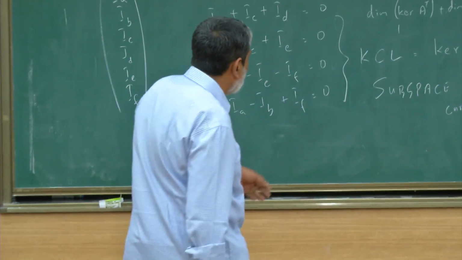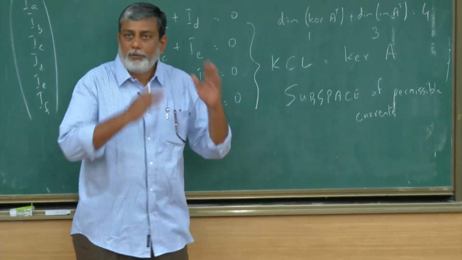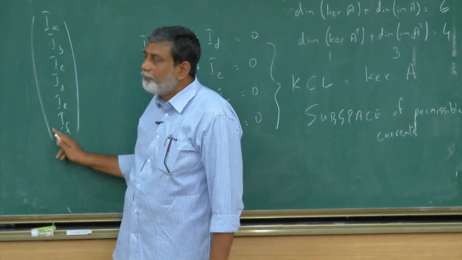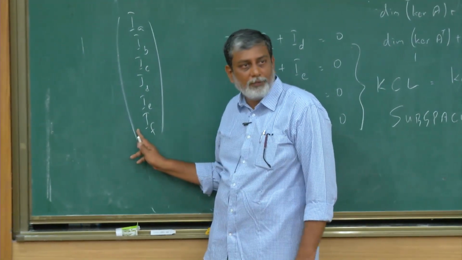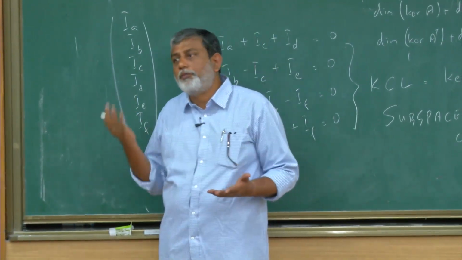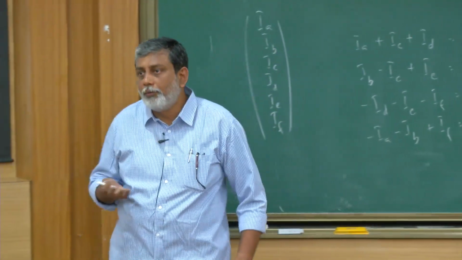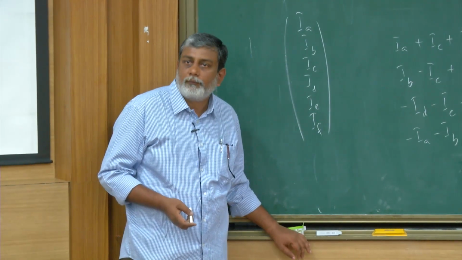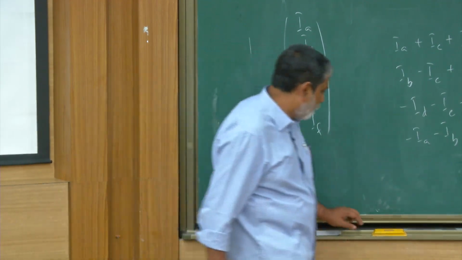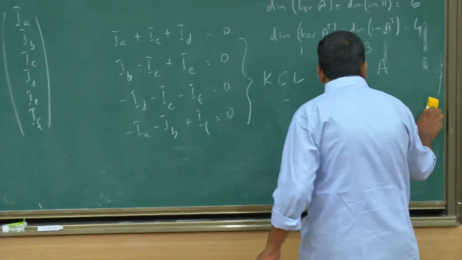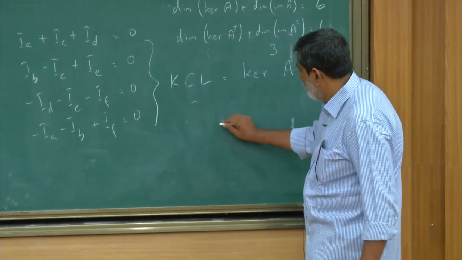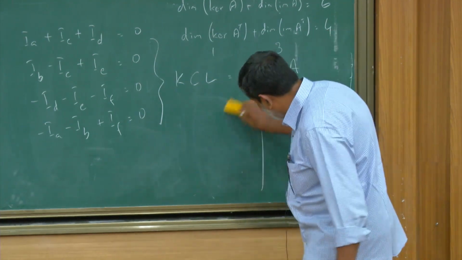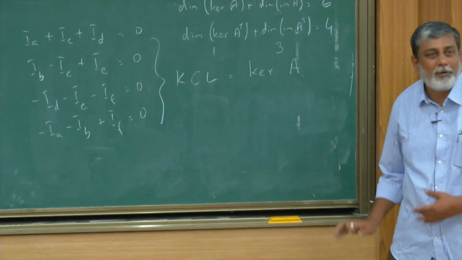Since the dimension of the subspace is 3, you could give 3 basis vectors, and you could say that every permissible vector of currents is a linear combination of those 3 vectors. Yeah, you could give a basis for the permissible currents. Now, suppose you give a basis, all right, so let's try and give a basis.